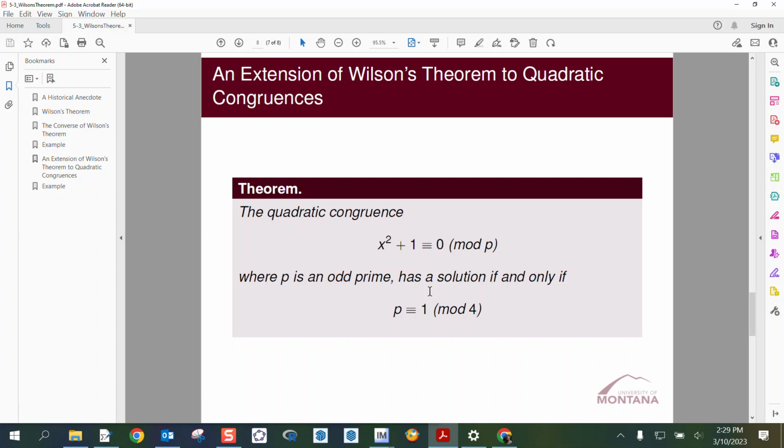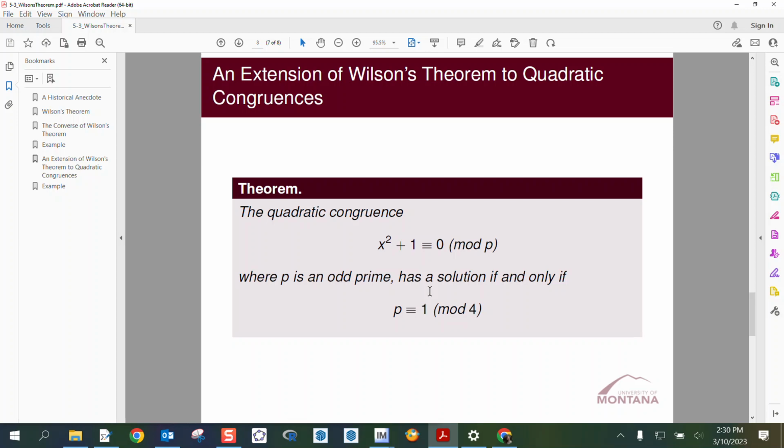So, just thinking about this a little bit, p congruent to 1 mod 4, so this would be numbers like 5, right? 5 is 4 times 1 plus 1, so it leaves remainder of 1 when divided by 4. So the congruence x squared plus 1 congruent to 0 mod 5 would have a solution. But if I went just 2 more beyond 5 to 7, which is congruent to 3 mod 4, we would say that the congruence x squared plus 1 congruent to 0 mod 7 has no solution.